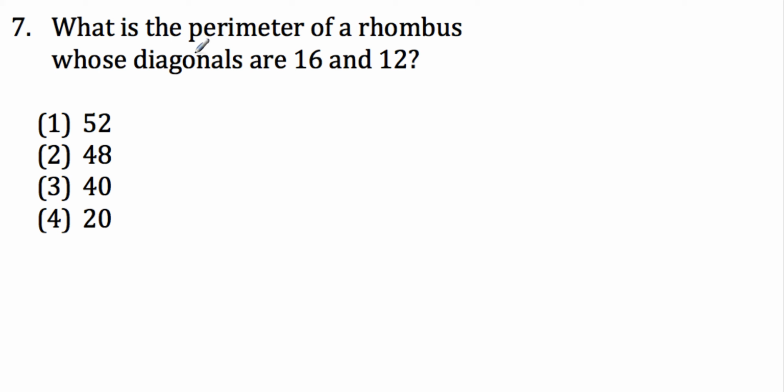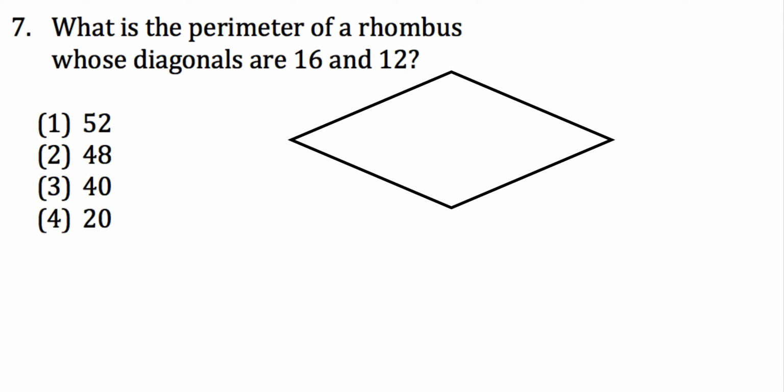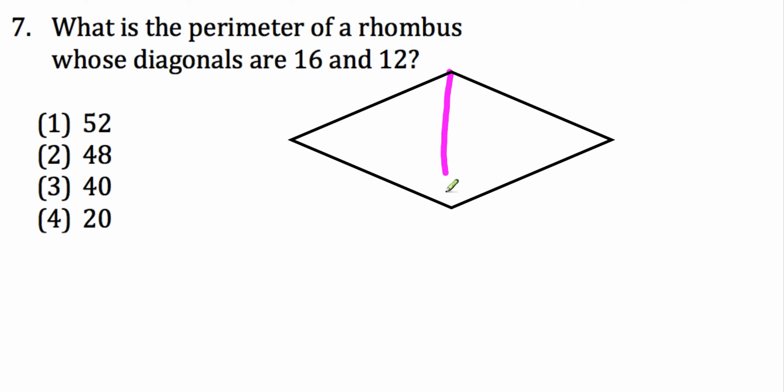Number 7. What is the perimeter of the rhombus? So if I were to draw a rhombus here, and then here we get, alright, so let's write down the numbers. Since the whole vertical one is 12, then each one must be 6 and 6. Whole horizontal one is 16, then each one would have been 8 and 8.